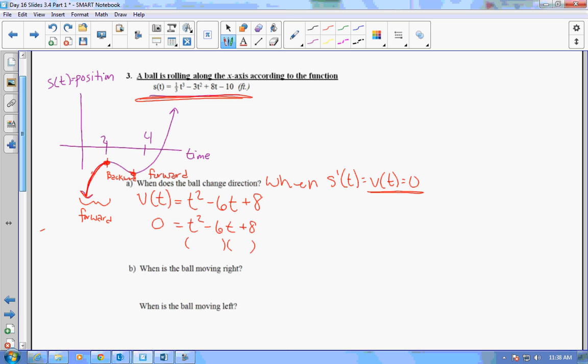Yeah, but my second one I didn't draw very well, right? What'd you get? Time t equals what? 4 seconds and 2 seconds, because your factors would be t minus 4 and t minus 2. So t equals 2 and 4 seconds.